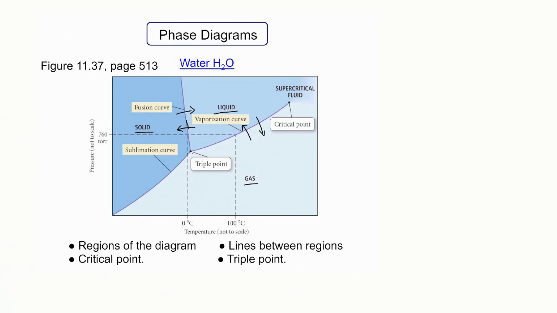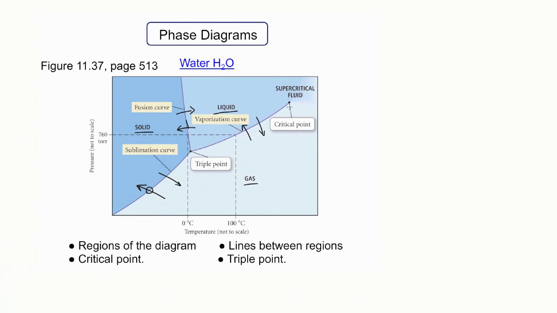The last line is between the solid phase and the gas phase, okay? It represents the equilibrium between the solid phase and the gas phase. Again, if you go across the line from solid phase to gas phase, this is sublimation. And then if you go the opposite way, then this process is deposition.